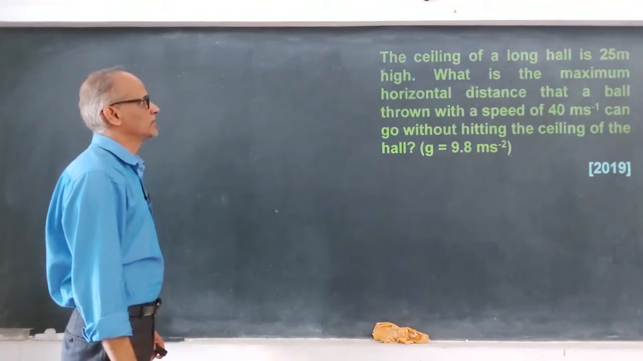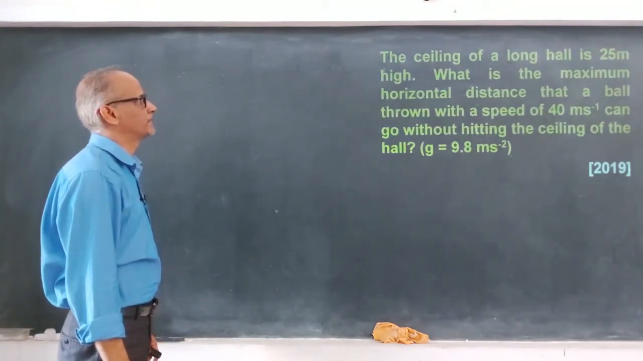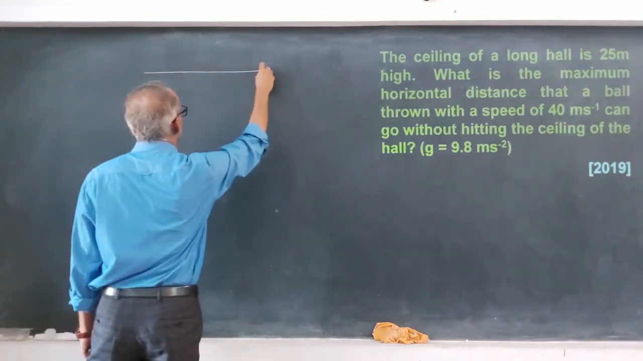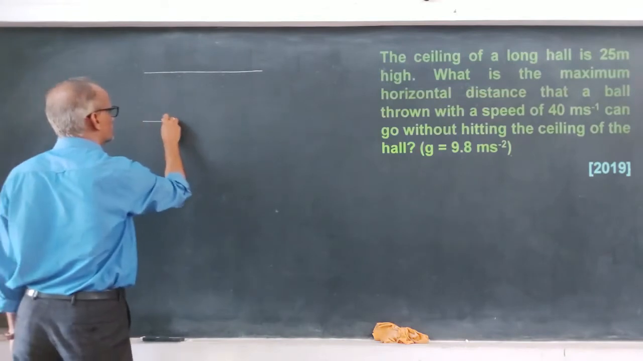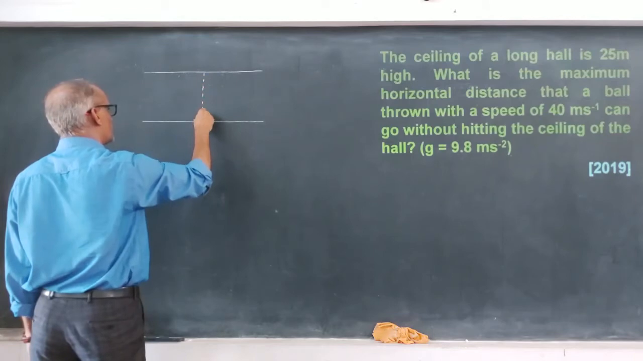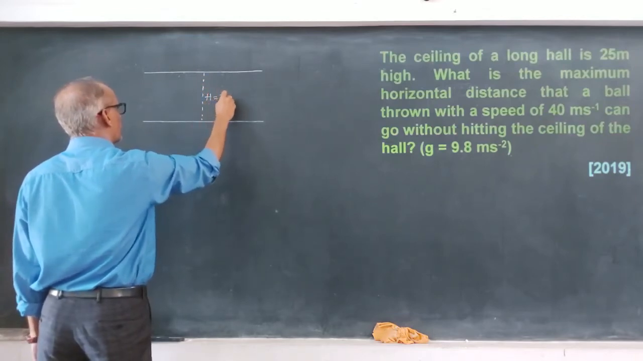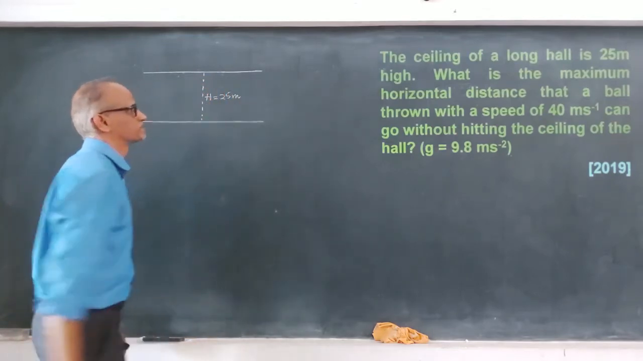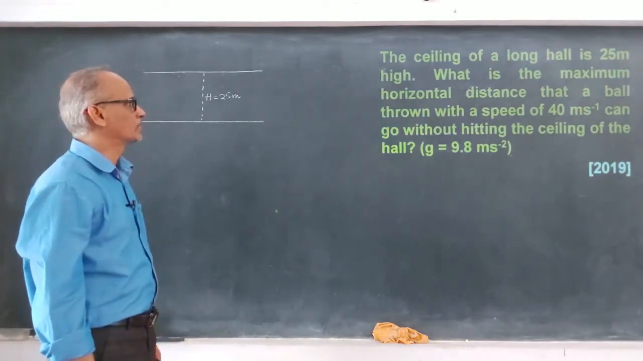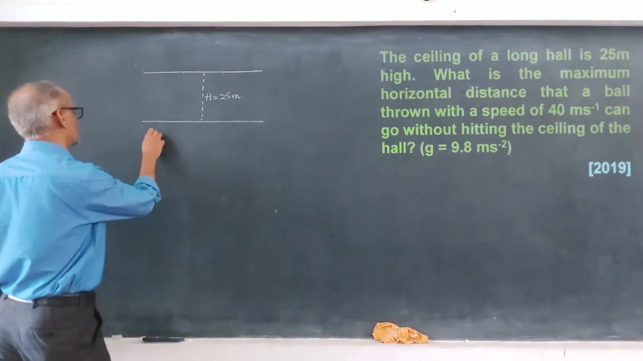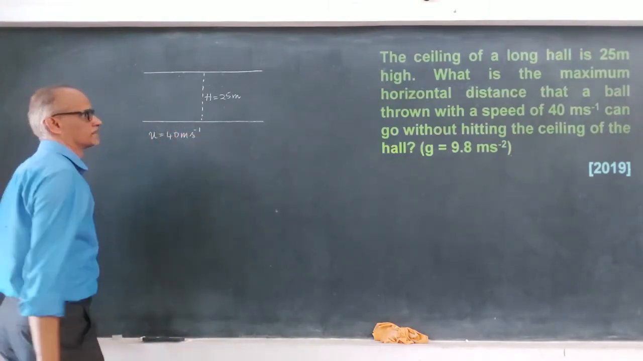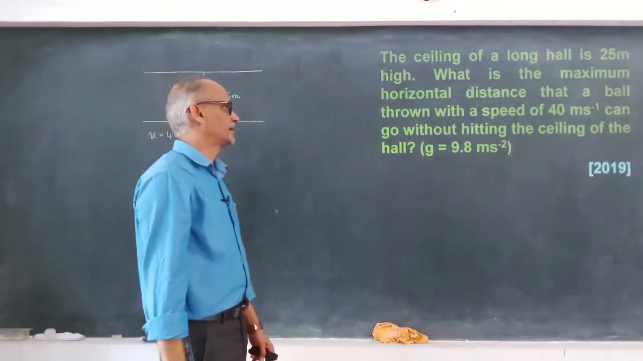Statement: the ceiling of a long hall is 25 meter high. So this is the ceiling, this is the floor. This height is given, 25 meter. What is the maximum horizontal distance that a ball thrown with the speed of 40 meter per second can go without hitting the ceiling?